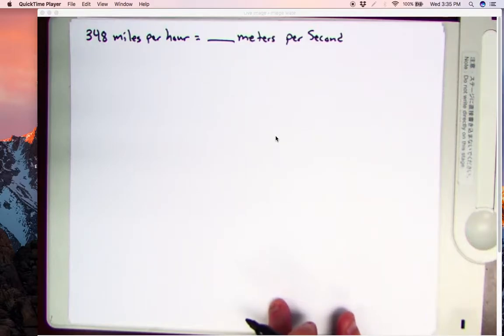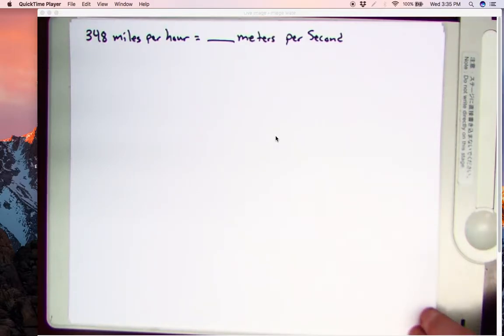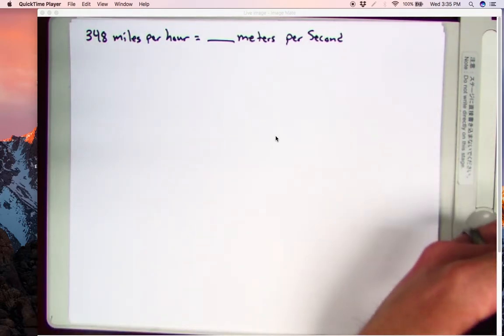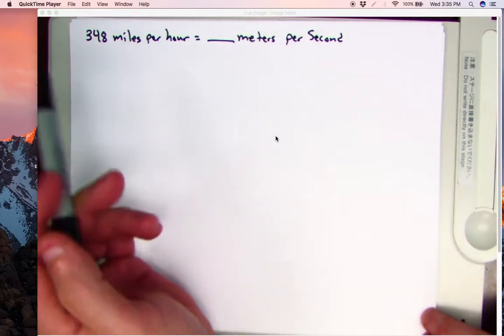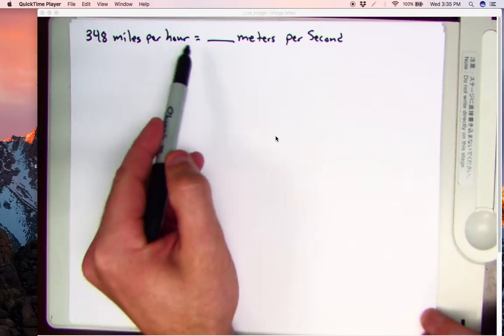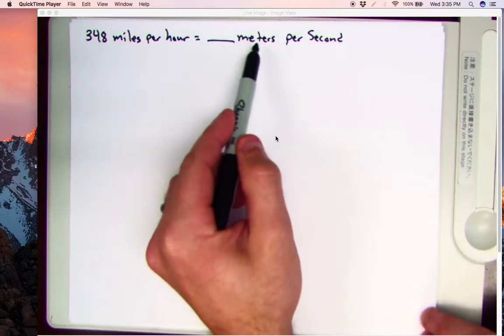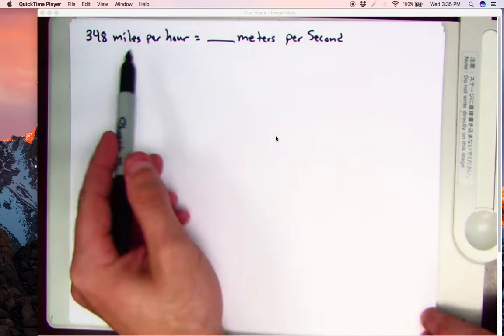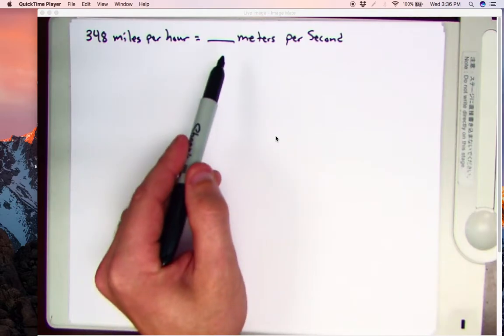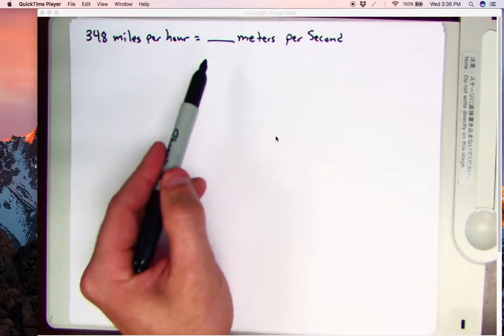So, I had a question about the unit conversions, specifically problem number three on the week three homework assignment. I have a problem very similar to it. 348 miles per hour is equivalent to however many meters per second. Okay, so we're converting from an American unit to a metric unit: miles per hour to meters per second.